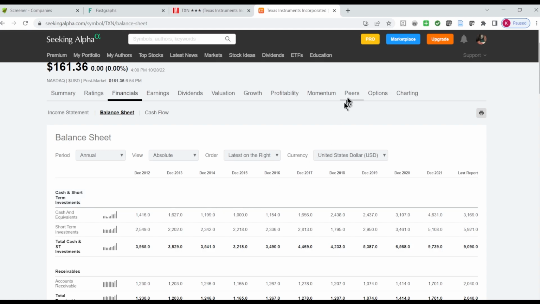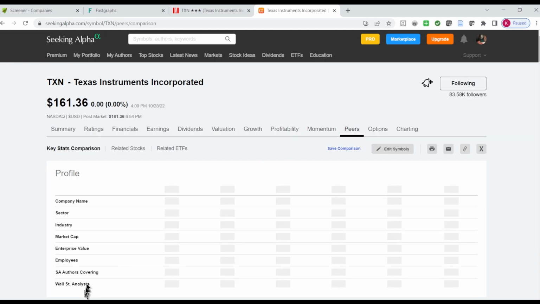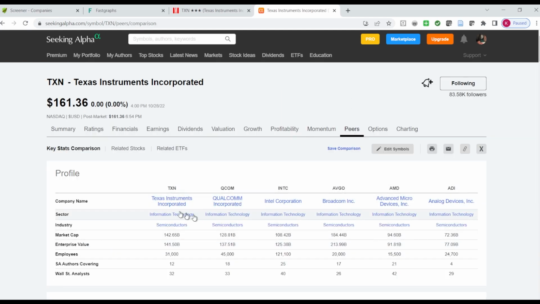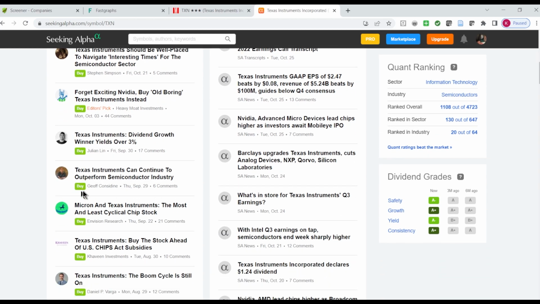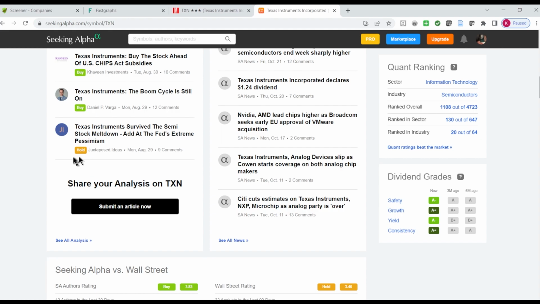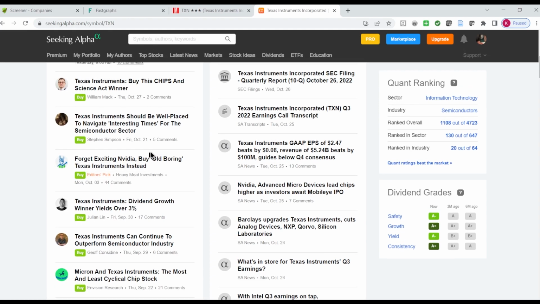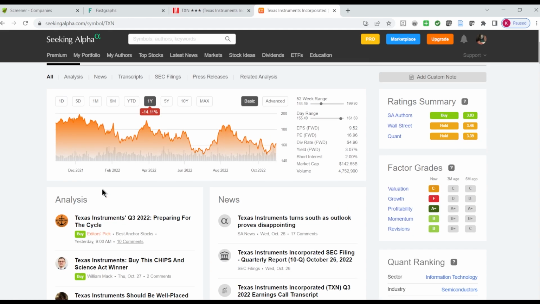There's another couple of things that I like here. One is their peers. You can see who the peers are to Texas Instruments. You can also find articles and analysis written by others on these particular stocks, and they'll have them either rated buy or sell or hold. You can see here's a hold that was back on August the 29th. But most of them look like buys. So you can go in and read the analysis that's done.